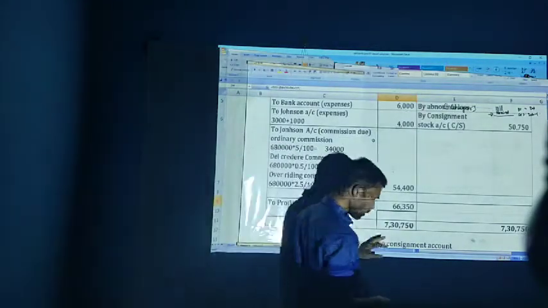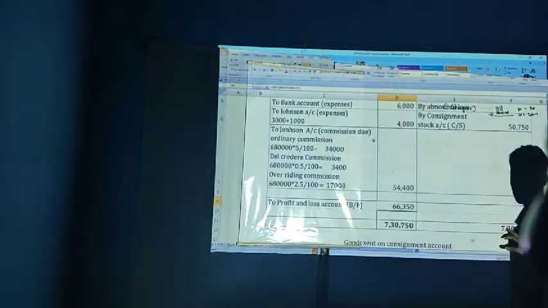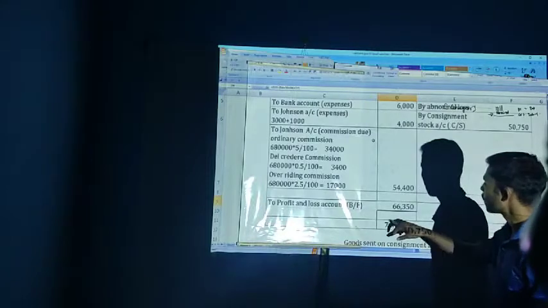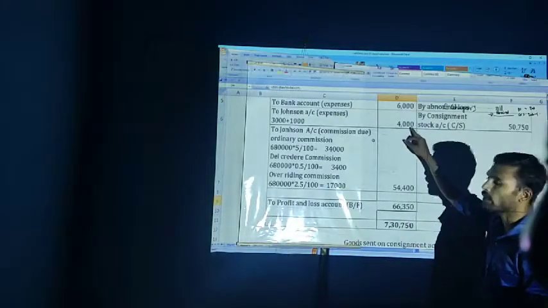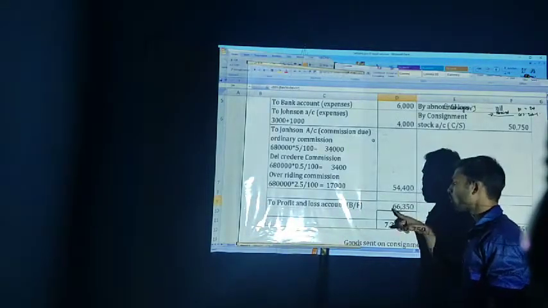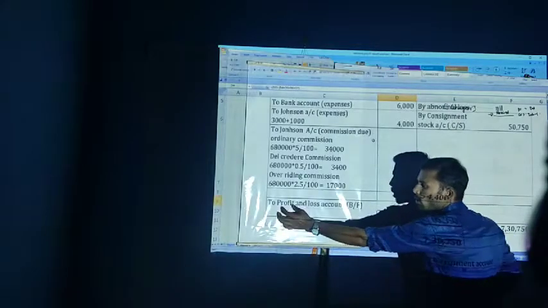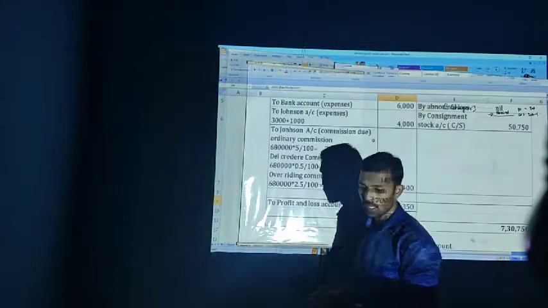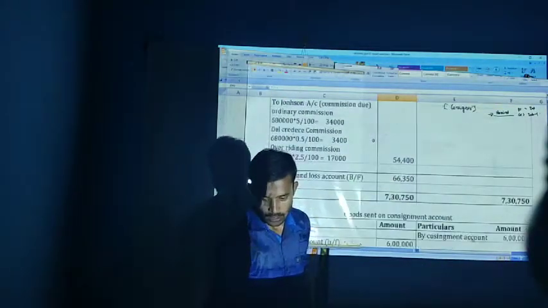Next, make it balance. The credit side is more, that is 7,30,750. That is the revenue amount, 7,30,750 minus all the debit expenses amount. Then the final balance will be put as what? To profit and loss account. 66,350 will be the profit made out of the consignment.